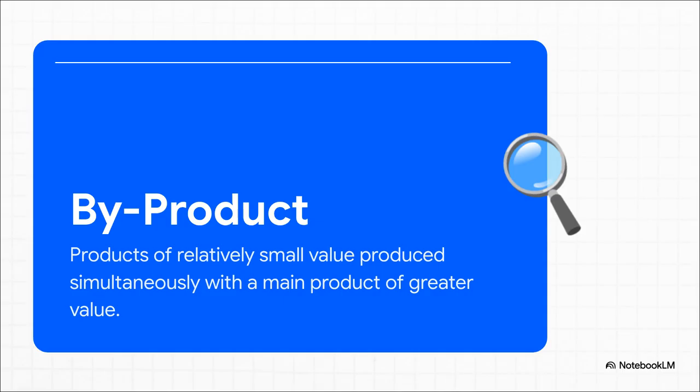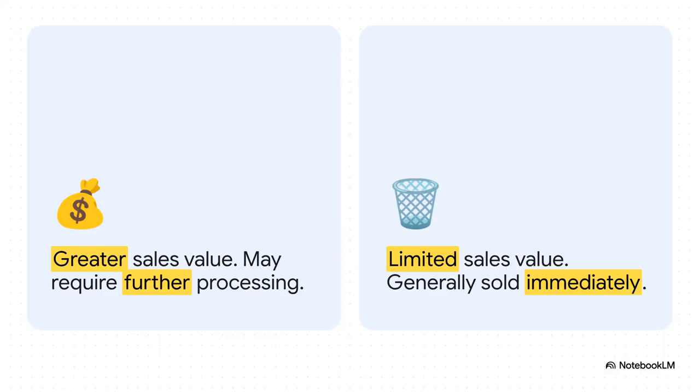Like when you're making lumber, you get wood chips. Or when you refine sugar, you get molasses. These aren't just trash, they're like little bonus revenue streams that can actually make a real difference to a company's profit.